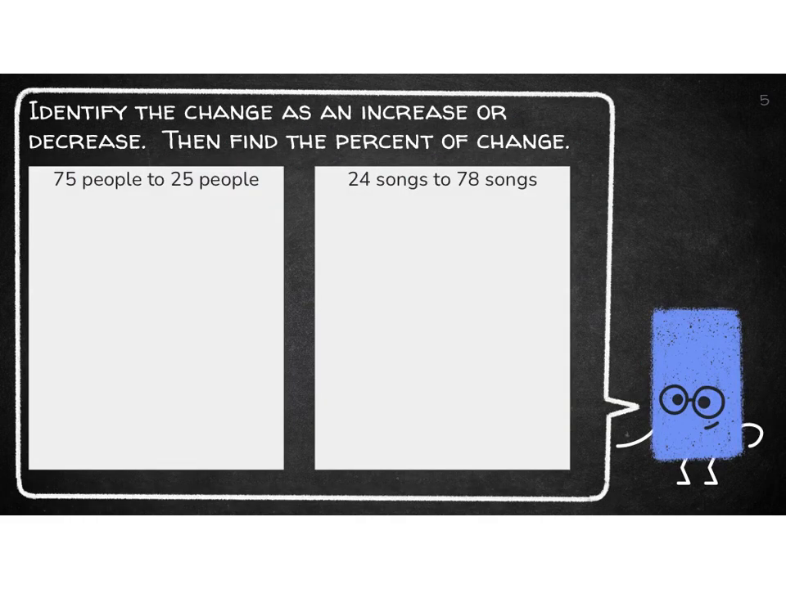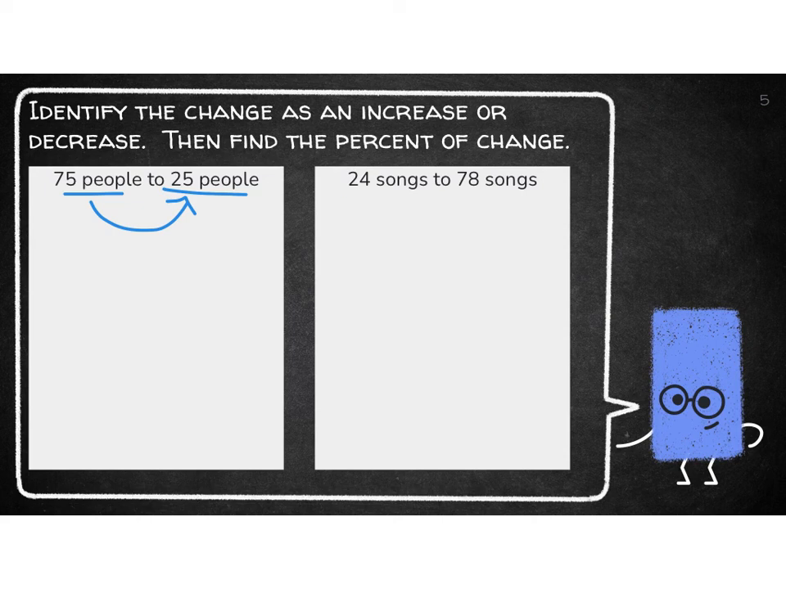Here's a couple of examples for you to try on your own. First, it says to identify the change as an increase or decrease. Then find the percent of change. In the first example for you to try on your own, notice that it starts at 75 people and then it goes down to 25 people. You'll always start by calculating the change in the amount, divide that by the original amount, and then multiply what you get by 100 to convert it to a percent.